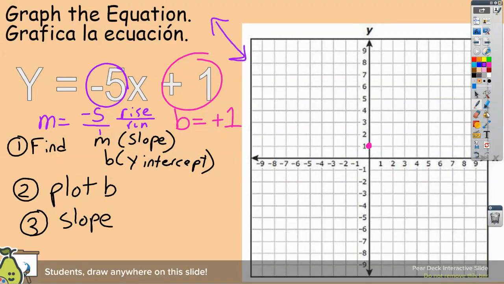So we got to remember, it's either going to be up left, so a positive direction and a negative direction, or down right, a negative direction and a positive direction. So if I'm going up left, I'm going 1, 2, 3, 4, 5, up, and then 1 to the left. And if I'm going down right, I'm going 1, 2, 3, 4, 5, down, and 1 to the right.